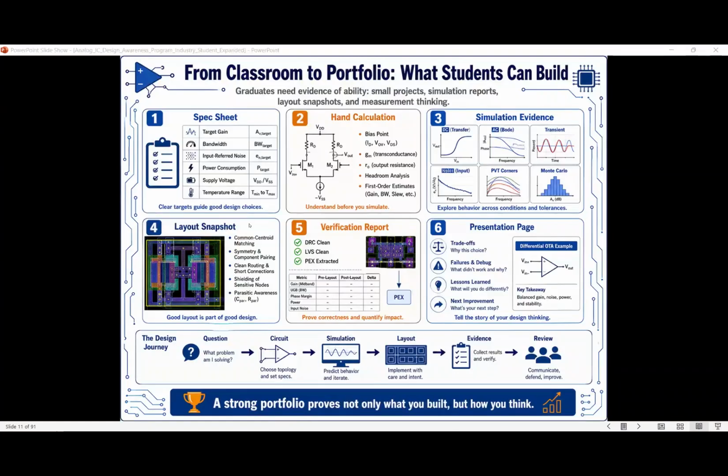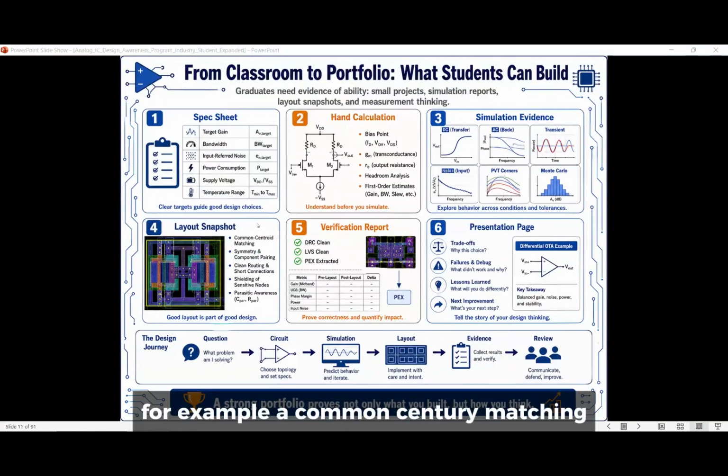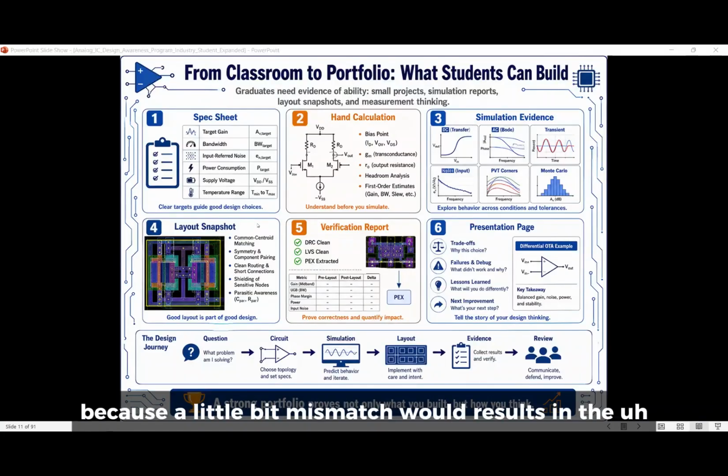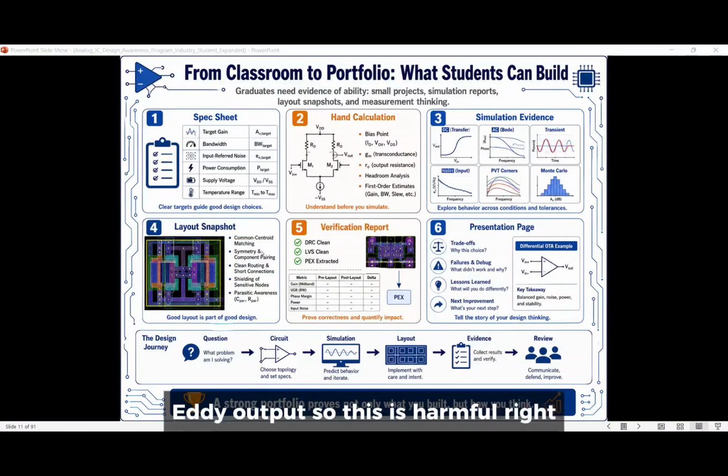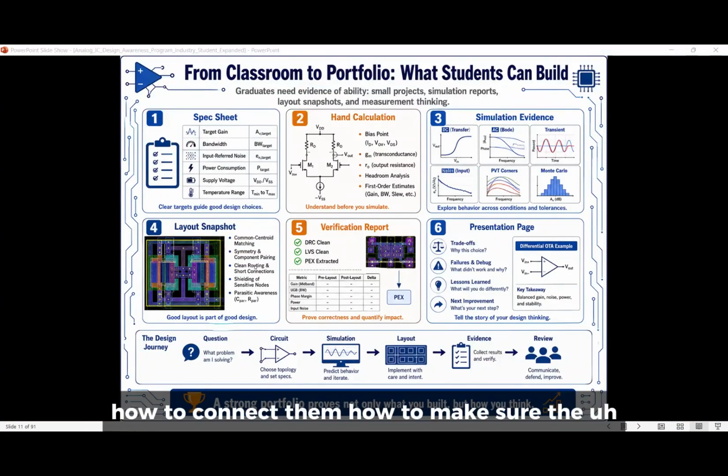Okay, so next one is the layout snapshot. We have discussed layout before, and for layout we have to study a lot. For example, common centroid matching for designing the differential amplifier, to keep the matching between the differential pair. So why is that important? Because a little bit of mismatch would result in a DC offset at the output. So this is harmful, right? Also symmetric component pairing: how you place the two transistors, how to connect them, how to make sure of the symmetry of the interconnection, right?